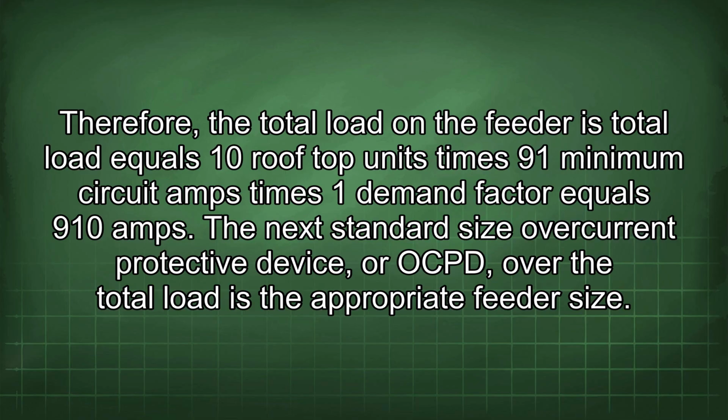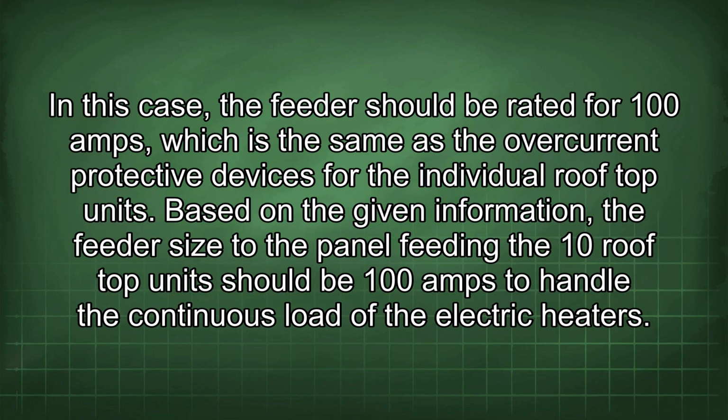Therefore, the total load on the feeder is: total load equals 10 rooftop units times 91 minimum circuit amps times 1 demand factor, which equals 910 amps. The next standard size overcurrent protective device, or OCPD, over the total load is the appropriate feeder size. In this case, the feeder should be rated for 100 amps, which is the same as the overcurrent protective devices for the individual rooftop units.